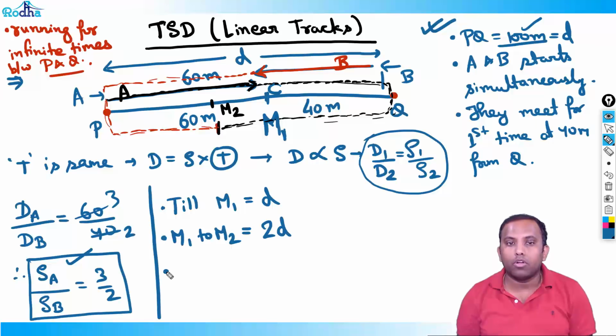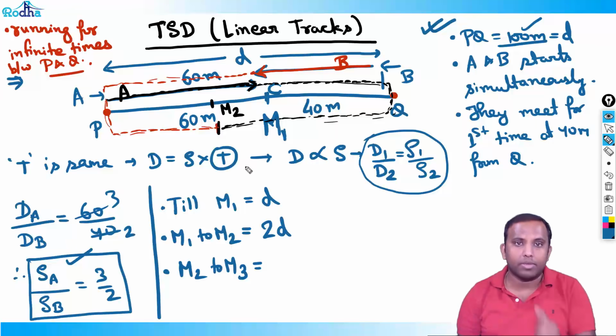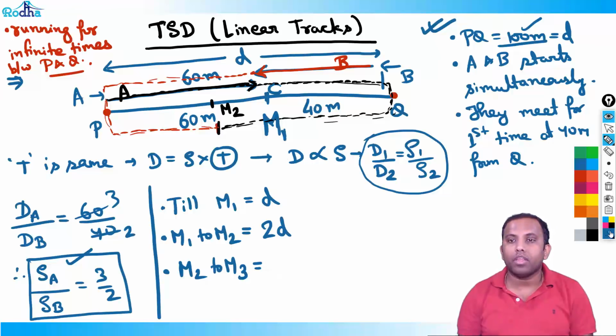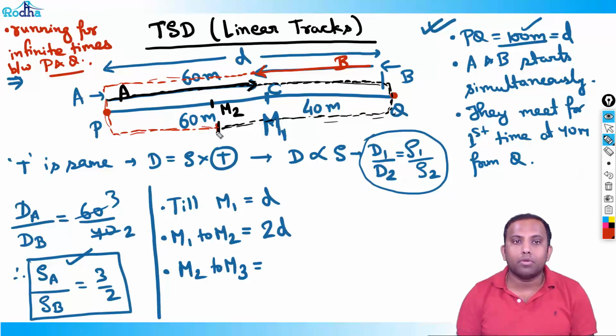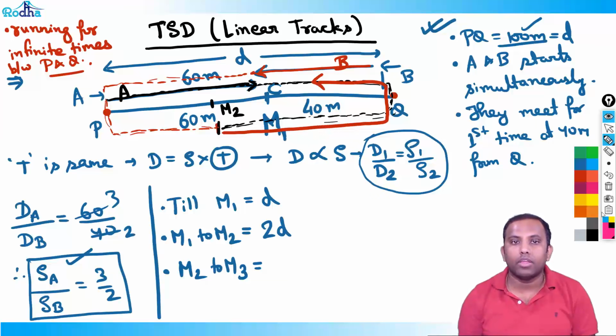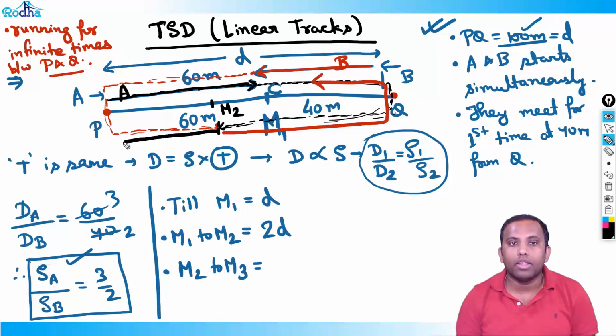Because from M2 to M3, the combined distance will also be 2D only. You see, the same thing will happen again. Just continue this path of B here. This is M2. Suppose B is coming from here, reaching somewhere here. And you see the path of A here. A was coming for M1, and has come till here. Now again A starts from this point, goes here, and reaches somewhere here.